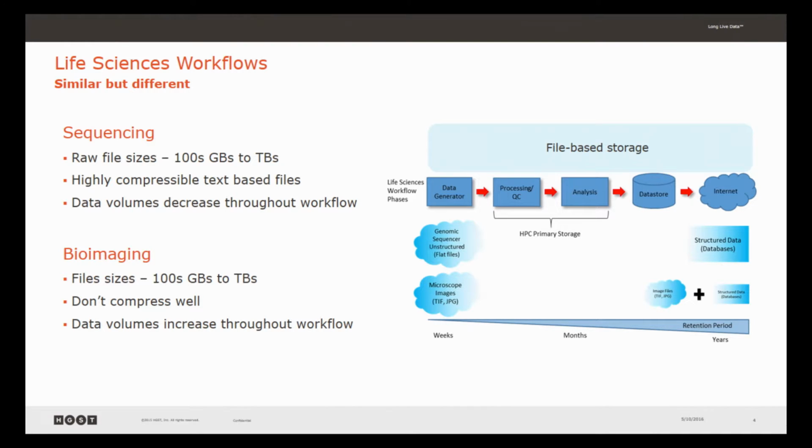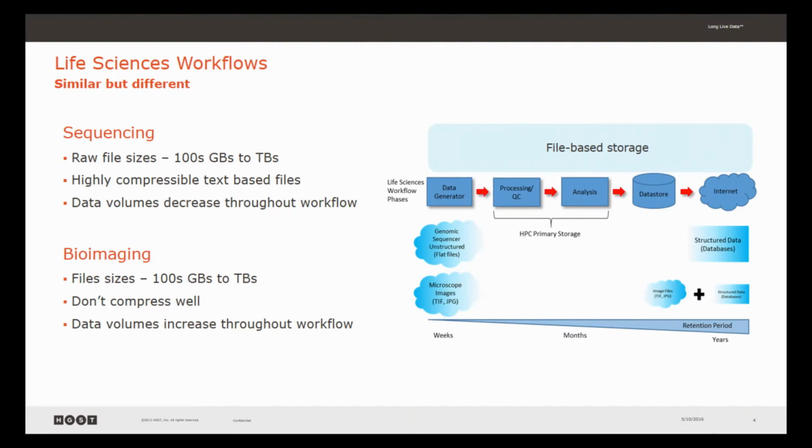In the bioimaging space, though, it's actually a little bit of the opposite, because you start off again with unstructured data, very large. For example, with electron microscopes, the file sizes can be in the terabytes, and if you add time lapse to that, it also increases the size. But those images, as they progress through the workflow, actually grow, and we're going to talk about why that is in the next slide.